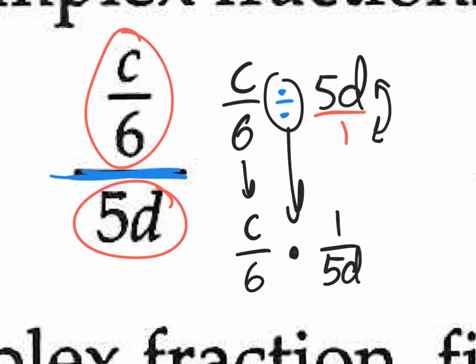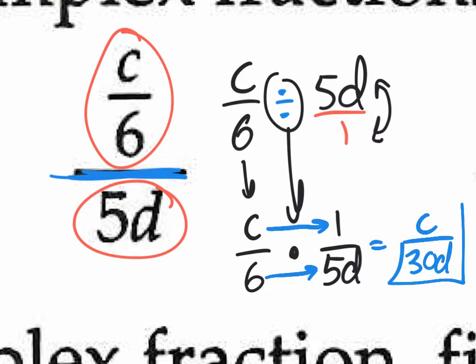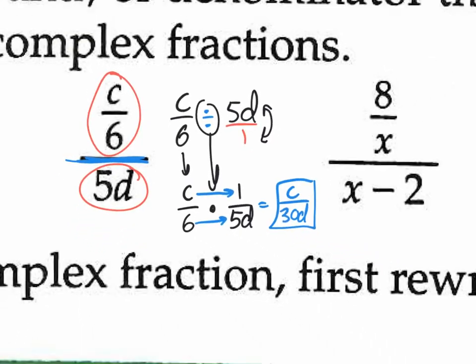After you do that, you try to cancel out anything. There's a c up here, but there's no c's on the bottom. There's nothing to cancel. So your answer will be these two fractions multiplied together. And you just go top with the top. 1 times c is c, and then 6 times 5d is 30d. So that'd be your answer for that complex rational expression. Pretty easy, right?